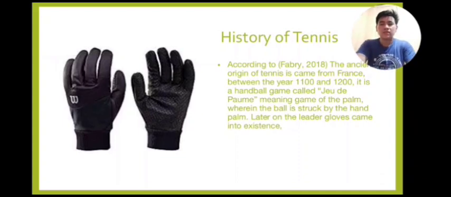Let's move on to the history of tennis. According to Fabry 2018, the ancient origin of tennis came from France in the 12th century, and it was a handball game. They called it jeu de paume, meaning the game is played using the palm and ball only, and they used their hand to strike the ball, and later on this is where the gloves came into existence.